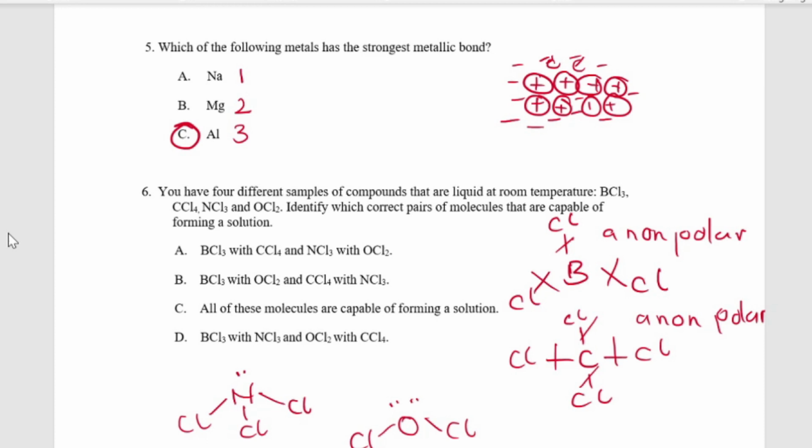nitrogen trichloride and oxygen dichloride, they will go together and these are polar molecules. And boron trichloride and carbon tetrachloride will go together because like dissolves like. Polar will go with polar and non-polar with non-polar. So our answer is A.